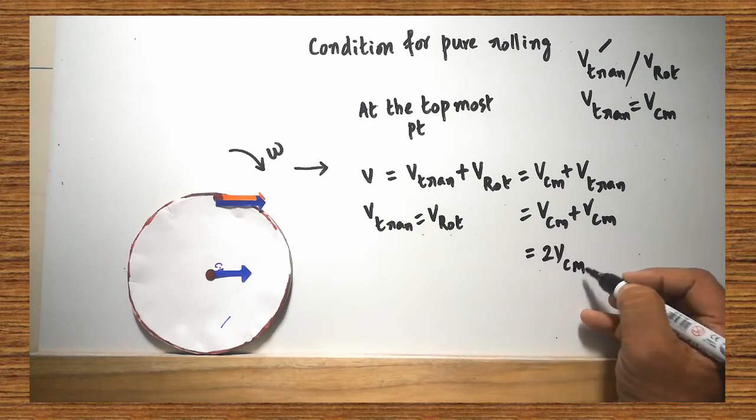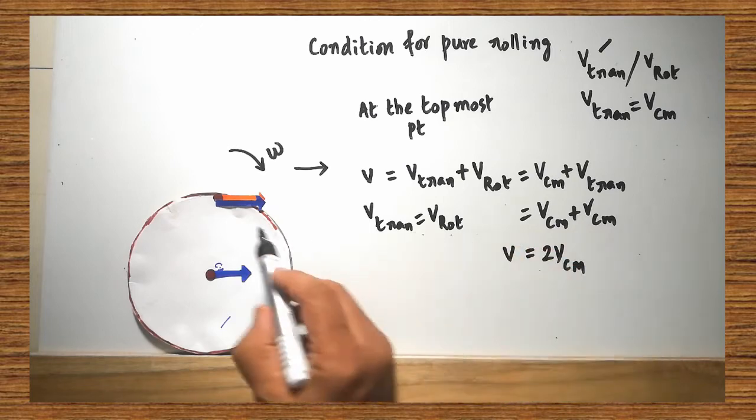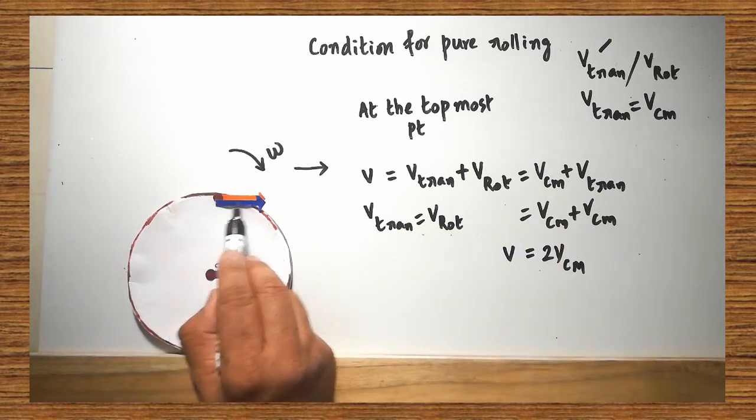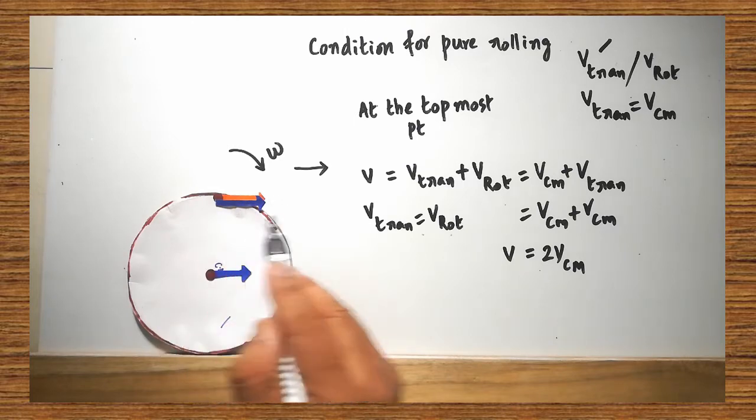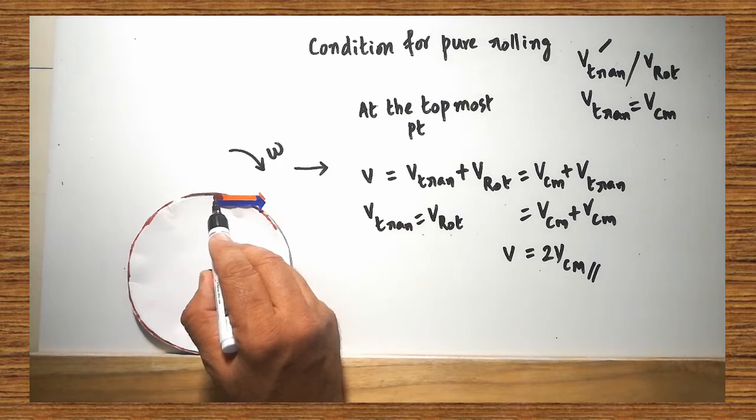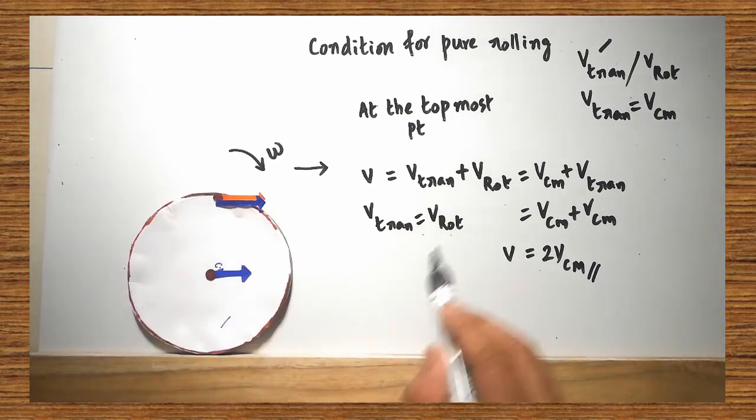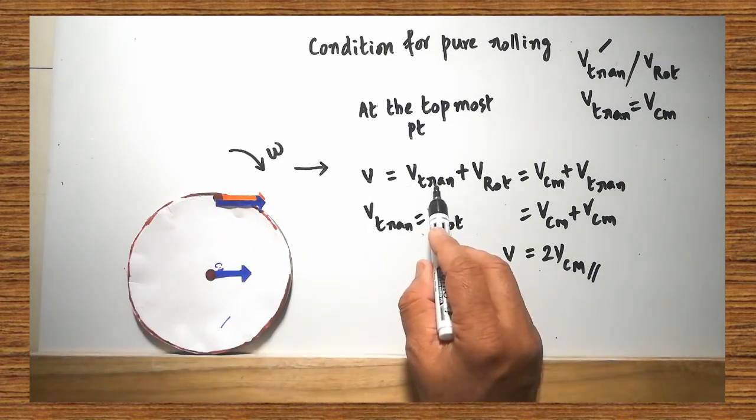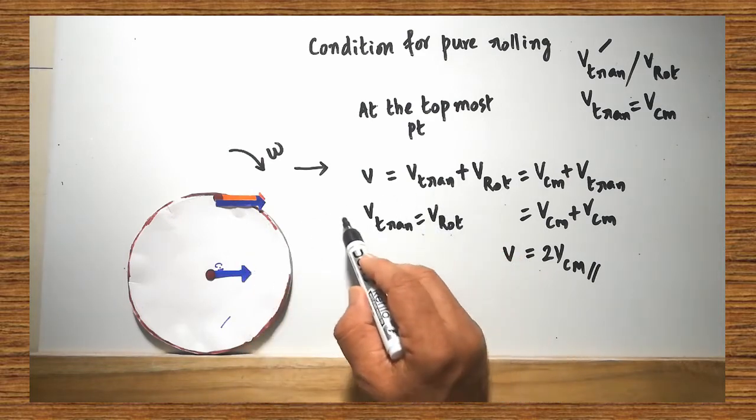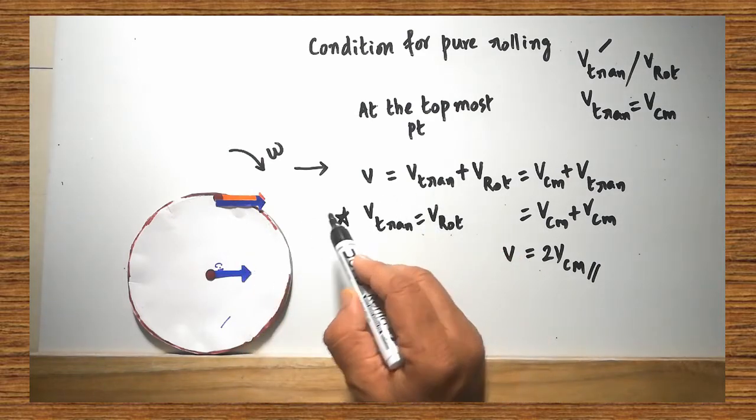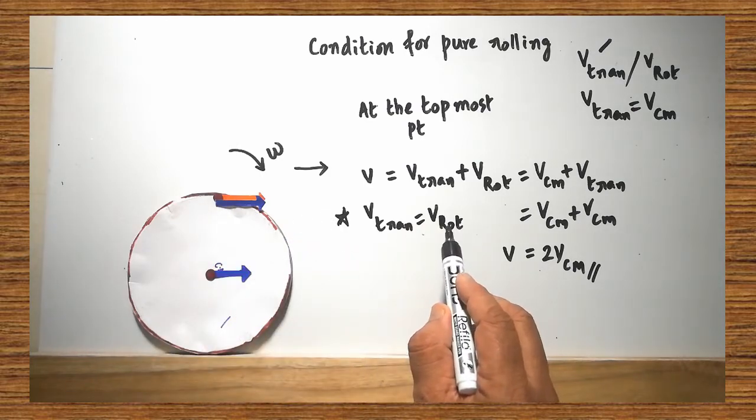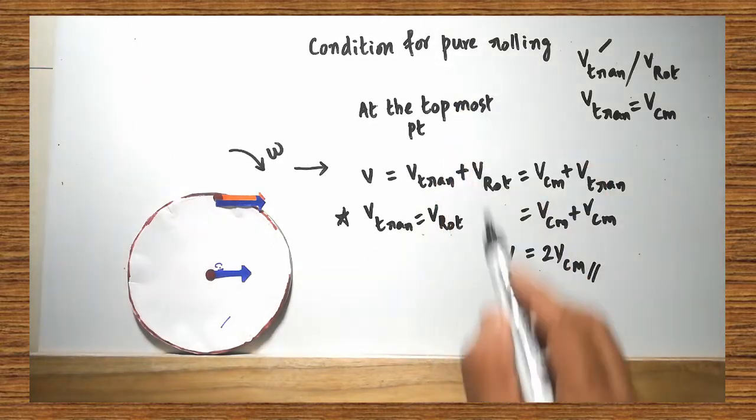2 VCM is the resultant velocity of the point which is located at the topmost point, and both are acting in the same direction. So this is the resultant velocity of the point when it comes to the topmost point. The resultant velocity is the sum of V translational and V rotation. Here the most important thing is that for all the points on the edges, V translation will be equal to V rotation. This is the condition called the condition for pure rolling.